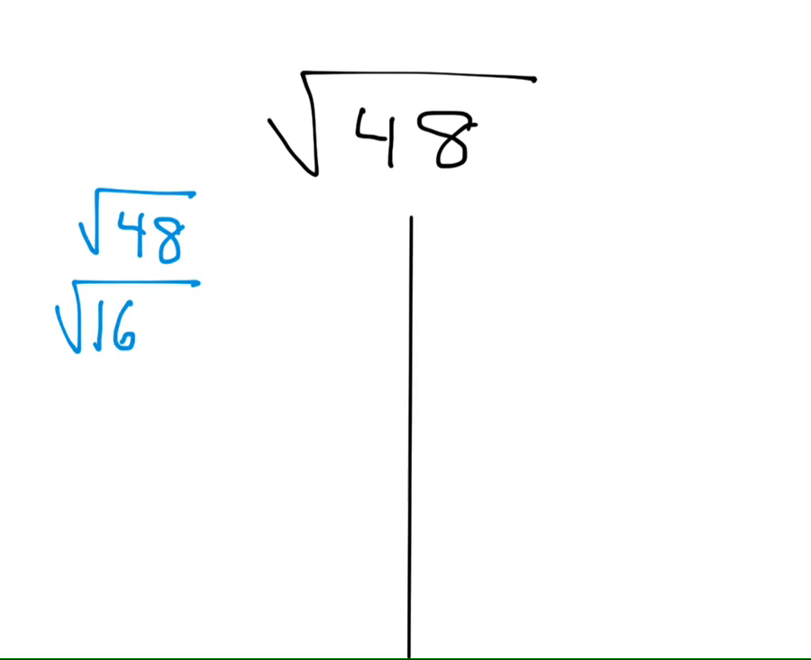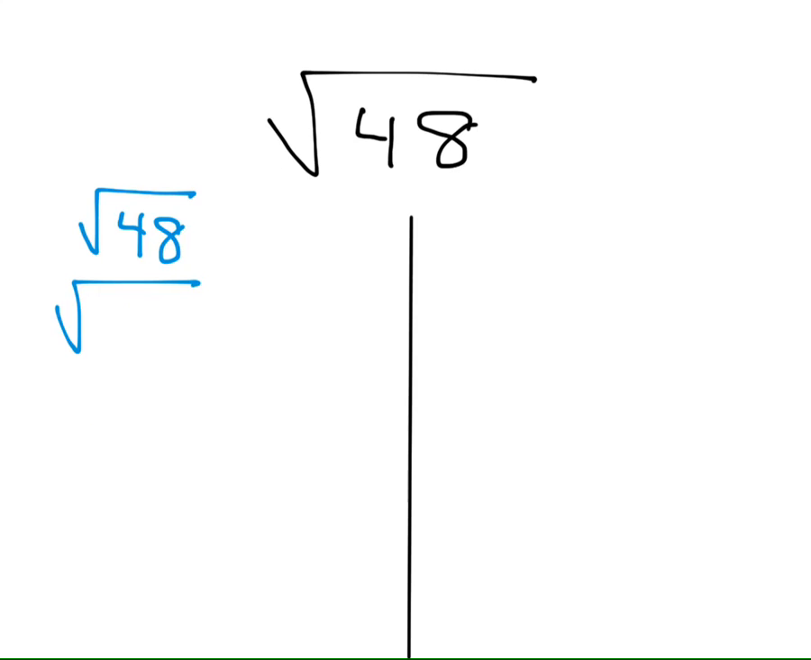All right? I'll do an example if you used 4 in just a second, but let's say this is the same thing as that. 16 times 3 is 48. And square root of 16 is 4. So the simplified answer is 4 radical 3.